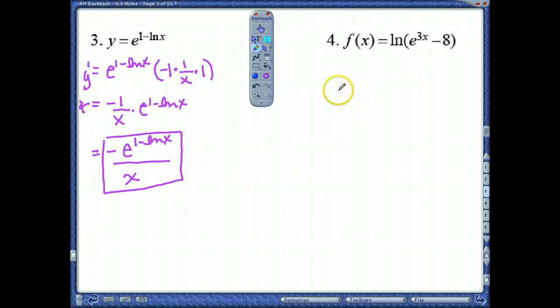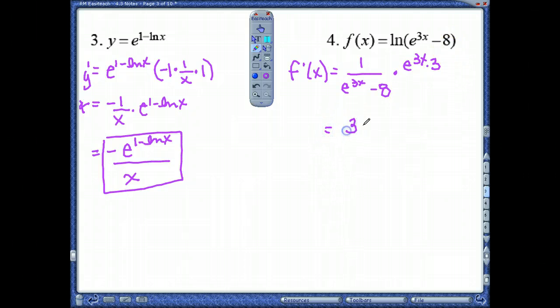Okay. All right, so number 4, we have f of x equals the natural log of e to the 3x minus 8. Okay, so we've got ourselves a logarithm. When you take the derivative of a logarithm, you take 1 over what you're taking the log of, and then you're going to multiply it by the derivative of what you were taking the log of. So the derivative of e to the 3x, that's going to be e to the 3x times the derivative of the power, which is 3, minus the derivative of 8, which is 0.